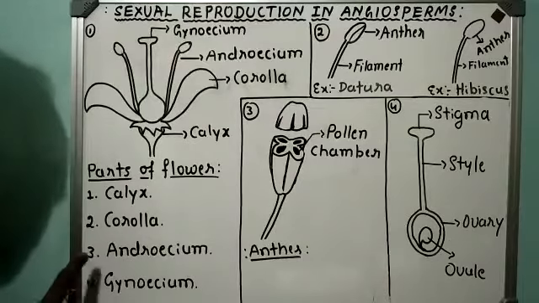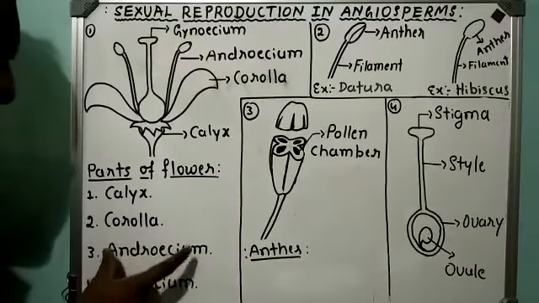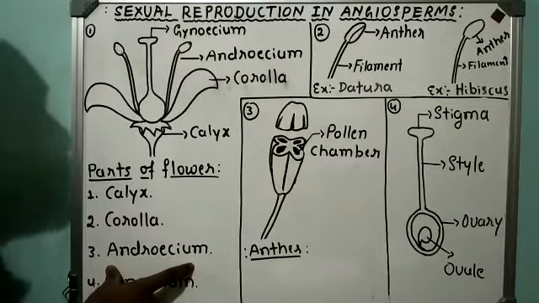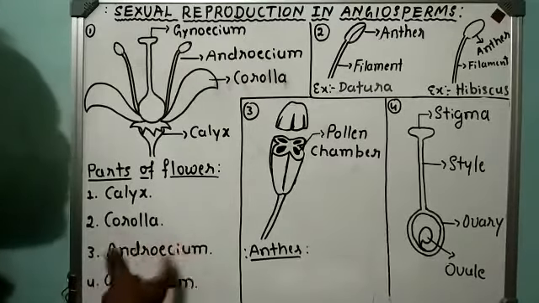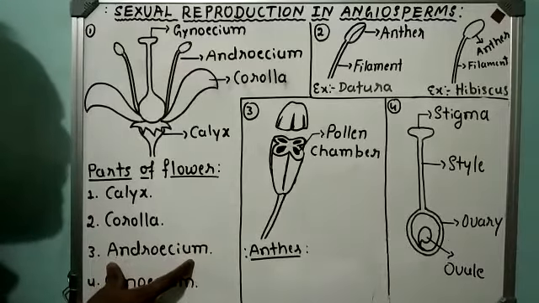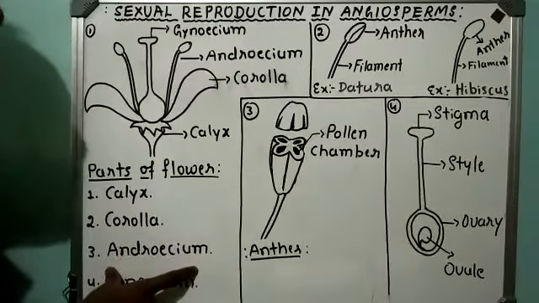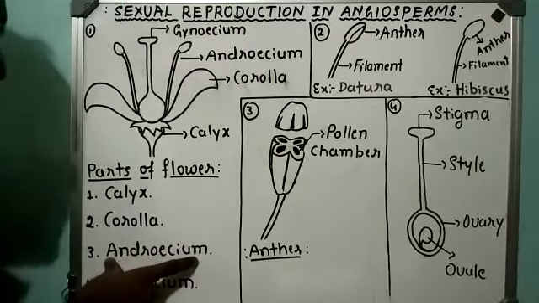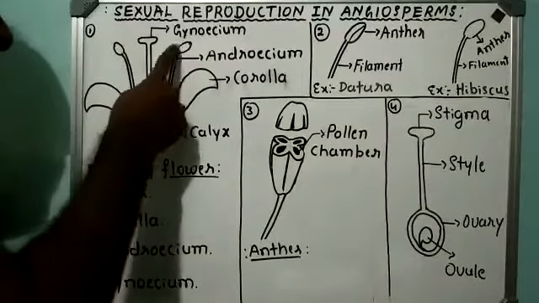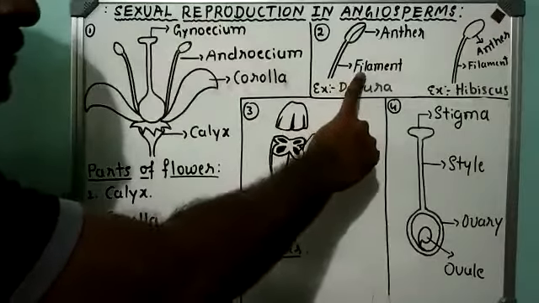Okay. Now, the third part is Androecium. Androecium is also a part of the flower where male gametes are produced. Since male gametes are produced in this part, it is described as the male reproductive structure of the flower. Androecium is also called stamen. In the figure you may observe this one and this one. These are the Androecium or stamen. See here, you may observe the structure of the stamen.